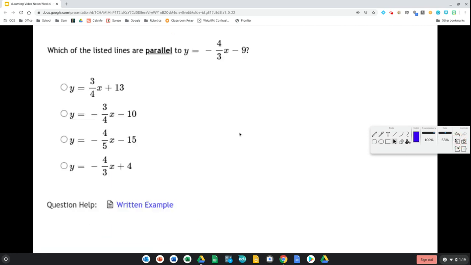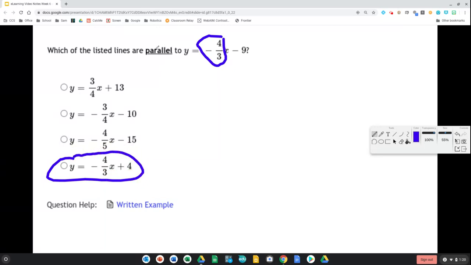Finally, I'm going to give you some problems like this that are multiple choice. In this case, it says which of these lines listed here are parallel to this slope. Well, remember, parallel has to have the same slope. So the slope of this line is -4/3. If I want parallel, I want to find another one that has a -4/3 in front of the x. And that would be this choice right here. So this would be the one that we would mark.